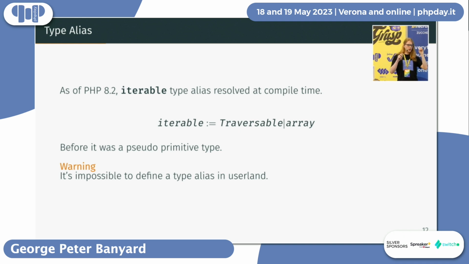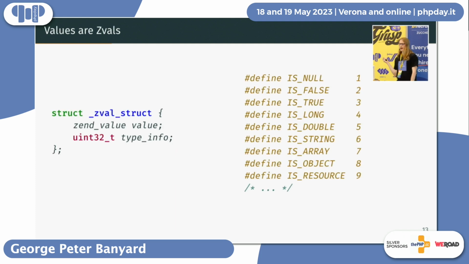Previously, it was kind of its own pseudo-primitive type. The reason we changed it is, again, for implementation simplicity, to check all of the variance checks and everything with DNF types. You cannot, at this time, write or define your own type alias in PHP. So this is how, oh yeah, I forgot to mention it. We're going to do some C code, a tiny bit of C code.